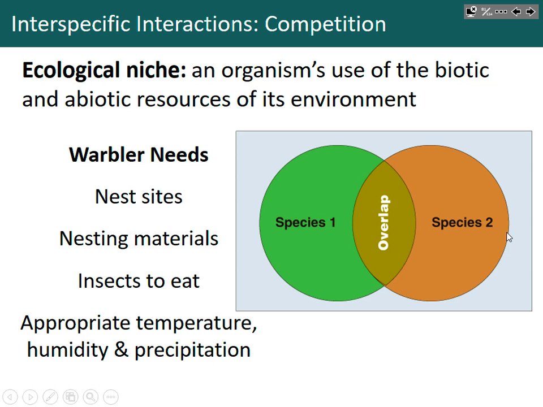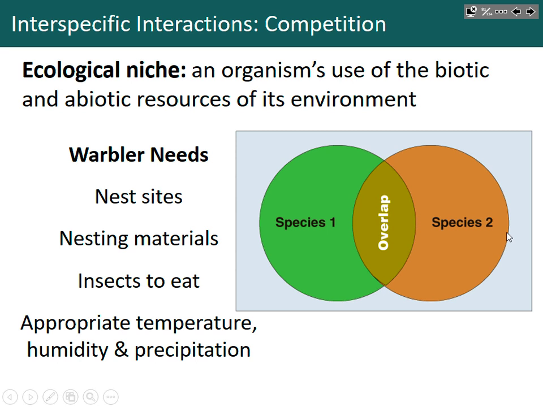So if we think about a simple warbler, a little bird, if it's going to carry out reproduction, it's going to need nest sites. It's going to need materials to build its nest. It's going to need insects to eat. It's going to need the abiotic environment that's conducive to survival for it. So it's going to need the right temperature and the right moisture level and humidity and precipitation. All of those things are important, right?